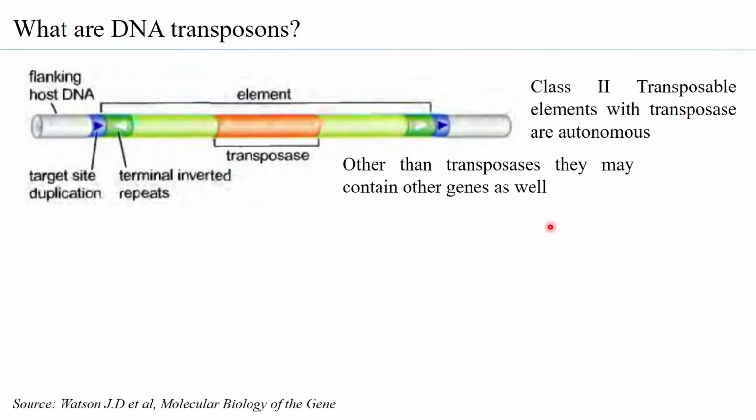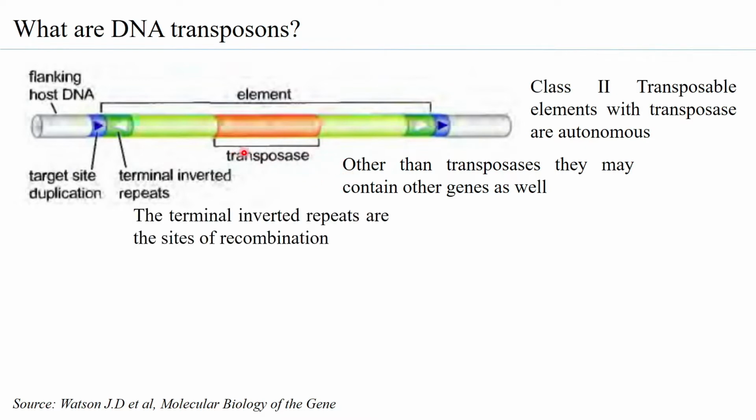Now, what is interesting is that in many transposable elements, say for example in bacteria, there are other ORFs in the transposable element other than the transposase ORF. For example, certain bacterial transposable elements also have ORFs that give rise to products that render antibiotic resistance. Now, as mentioned earlier, the terminal inverted repeats are actually the sites of recombination. So their integration happens thanks to these inverted repeats, which enable recombination to happen.